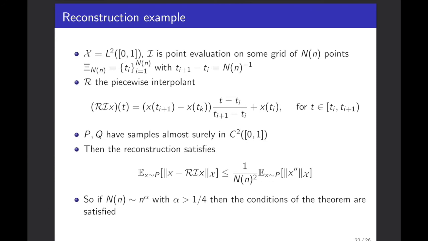So this gives a very simple example of how these conditions of the theorem are not very restrictive, and it also shows the interplay between the reconstructions, the regularity of the samples, and the number of points. Here we've assumed more regularity of the samples, so we don't have to use as strong a reconstruction, and therefore we don't need as many points per function sample.